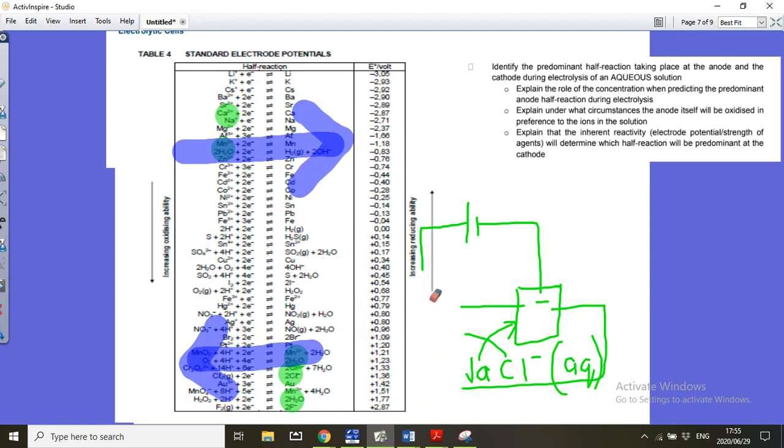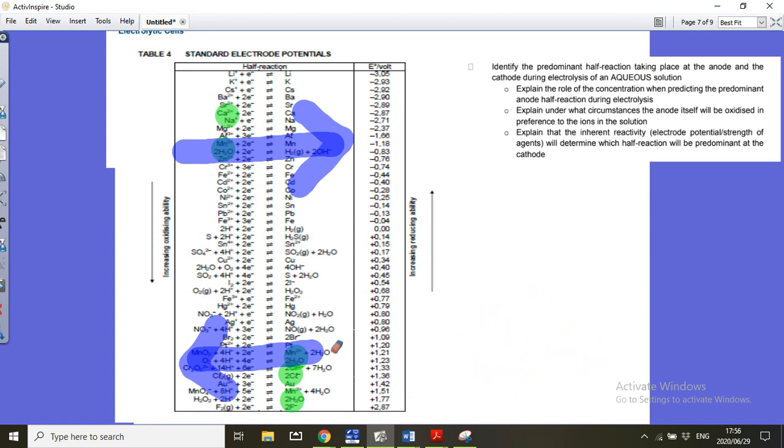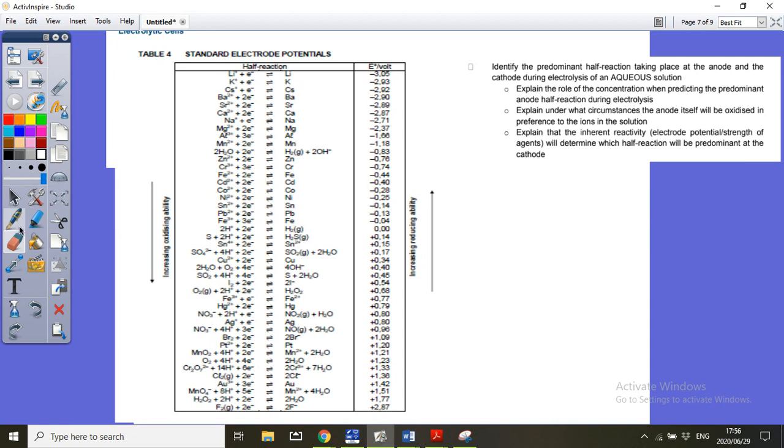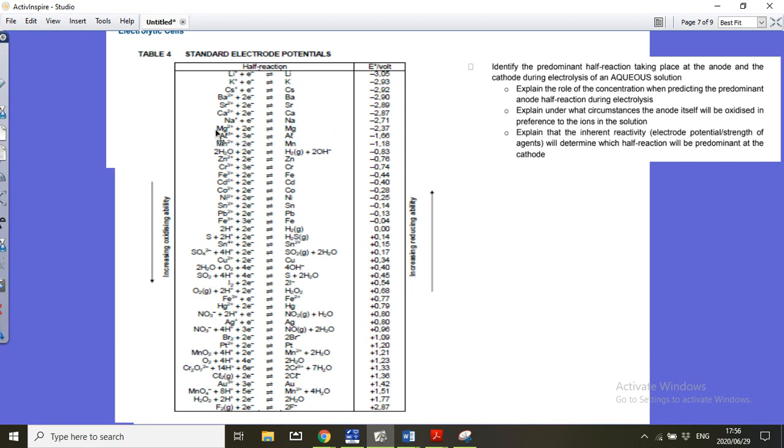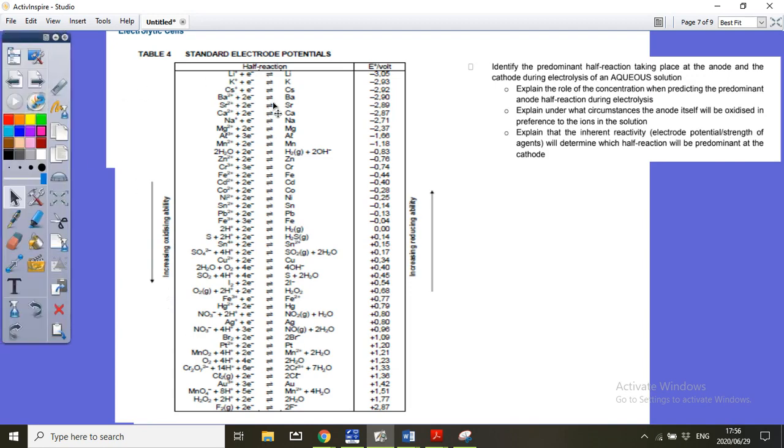So if you forgot how these cells work, please go and look at the video again. There were quite detailed videos on this, so go and have a look again. But the procedure is exactly the same as what we just did for galvanic cells. You find your strongest reducing agent, that will be your oxidation half reaction. You find your strongest oxidizing agent, that will be your reduction half reaction.